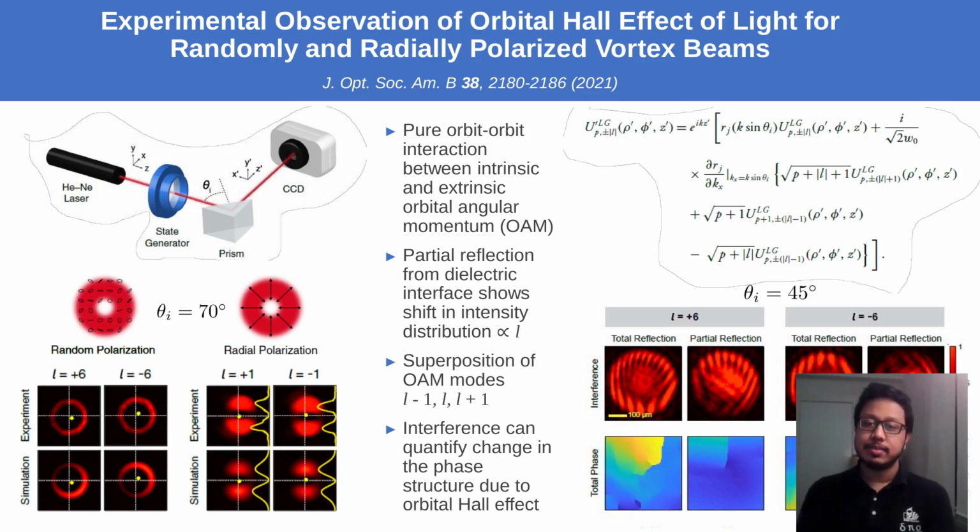So to summarize, this work demonstrates the first experimental observation of the orbital Hall effect of light, which is solely due to orbit-orbit interactions. And we achieve this using randomly and radially polarized vortex beams. This effect is also consistent with the total angular momentum conservation.